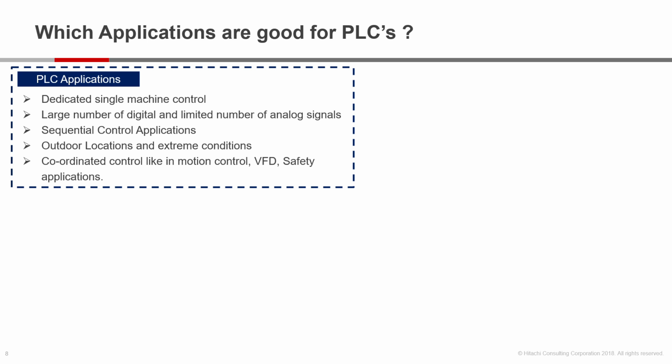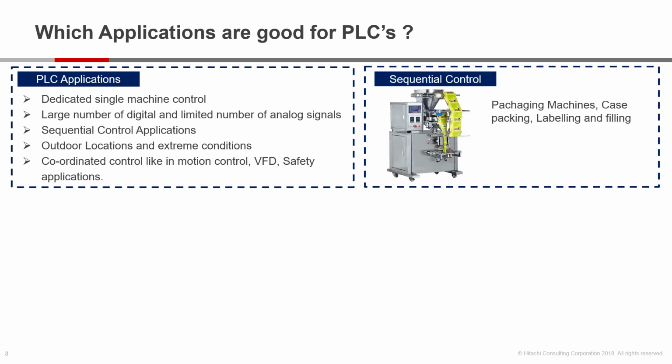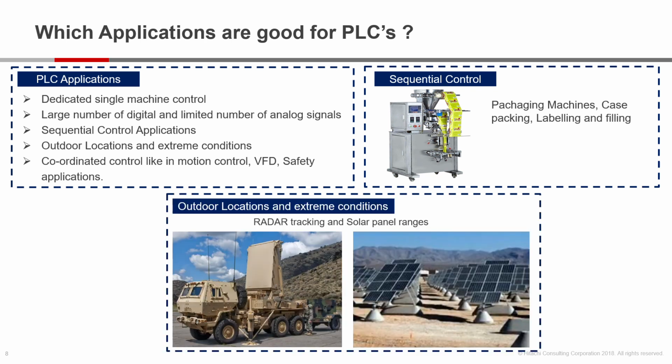Again, sequential control applications which are suited for a single process are good for PLC. PLCs are also good to operate in outdoor locations and extreme conditions, right? And again, when it comes to coordinated control like in motion control, VFD, or a servo motor, PLCs are well suited for those applications as well. As we talked about sequential control, packaging machines, case packing, labeling and filling machines, etc., have sequential control, in the sense that the sequence is defined and the same sequence is repeated again and again. There is not much of a change in the process. That is why a PLC is well suited for these applications.